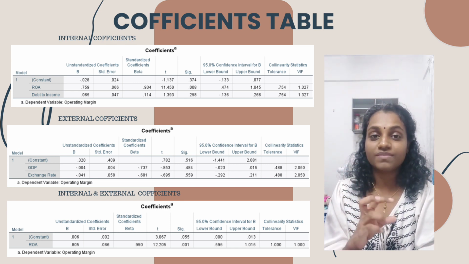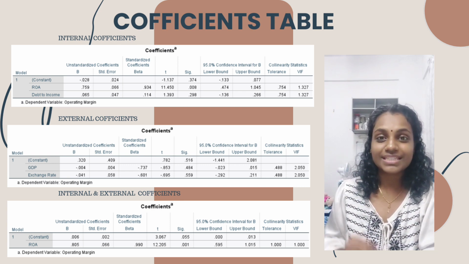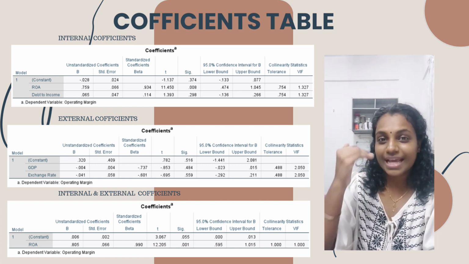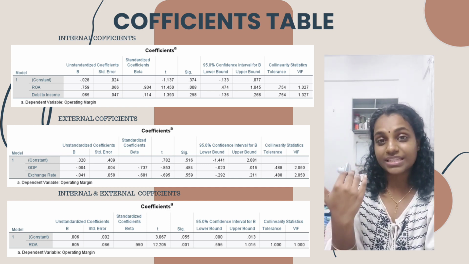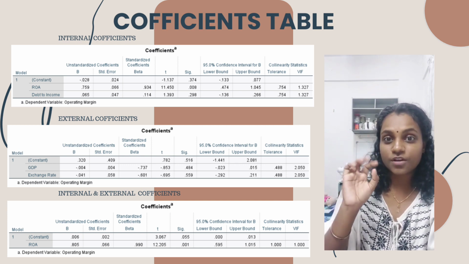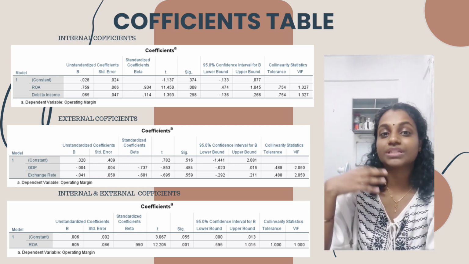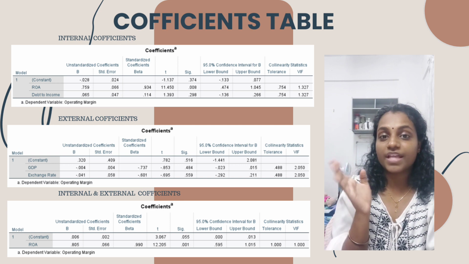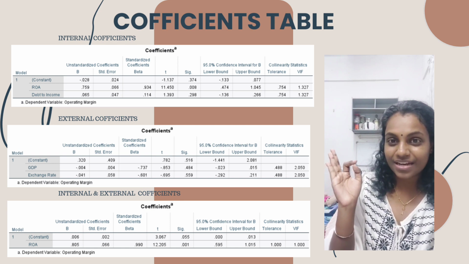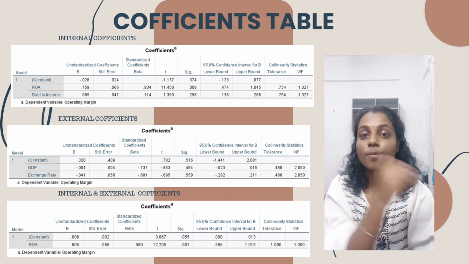The operating margin model with GDP and exchange rate as independent variables reveals their significant influences. GDP exhibits a noteworthy negative impact with a beta of negative 0.737, indicating that a decrease in GDP correlates with a reduced operating margin. Exchange rate also shows a negative influence with a beta of negative 0.601, suggesting that a decline in exchange rate is associated with decreased operating margin.